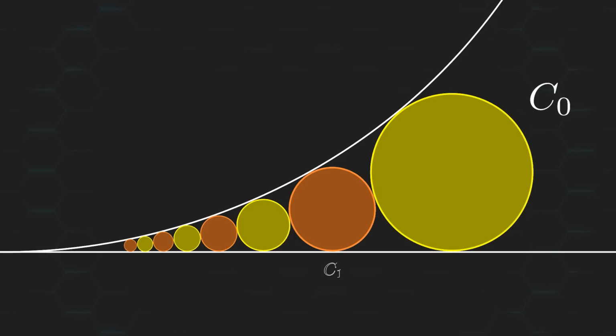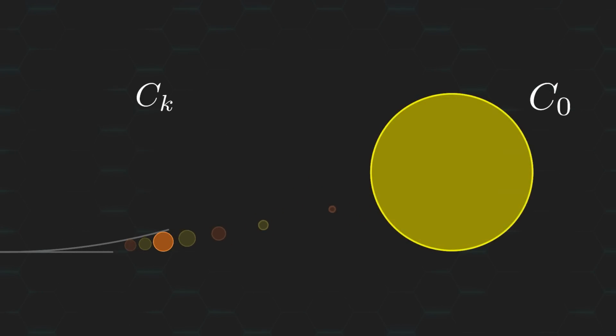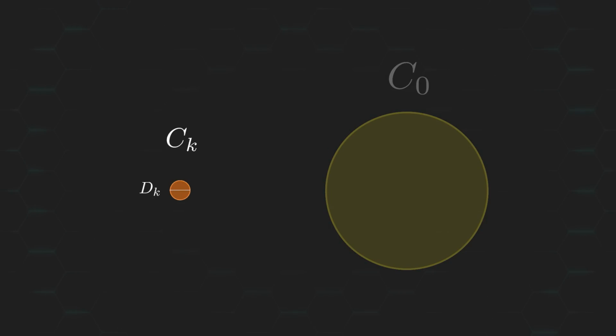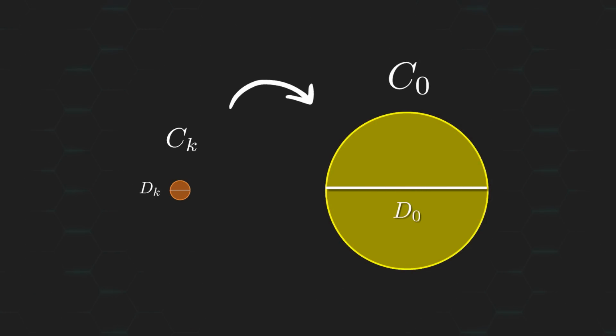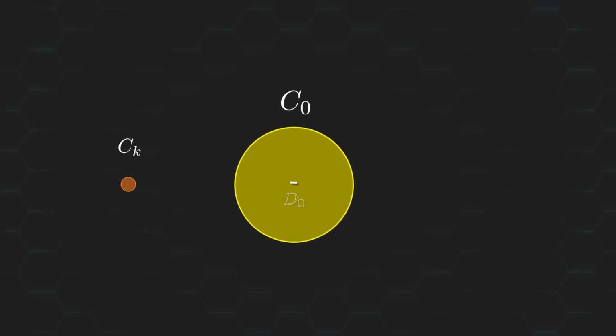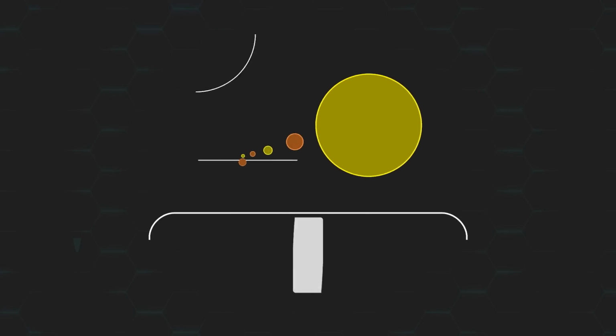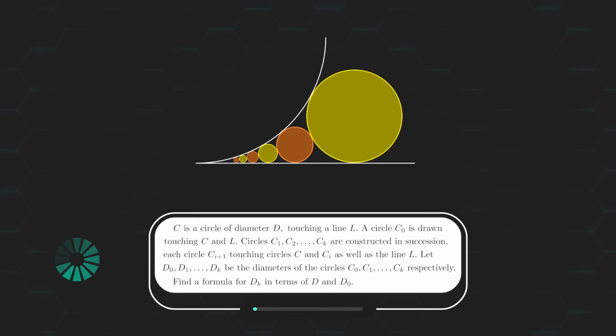Now, let's label each of these newly added circles starting with C1 and pluck out any one of them at random, which we'll call C sub k, where k is some integer greater than 0. The task is to find a formula for the diameter of C sub k, in terms of both the diameter of C0 and the diameter of the original circle C. So how should we go about solving this problem? Here's your chance to pause the video if you'd like to give it a go before we go through it together.